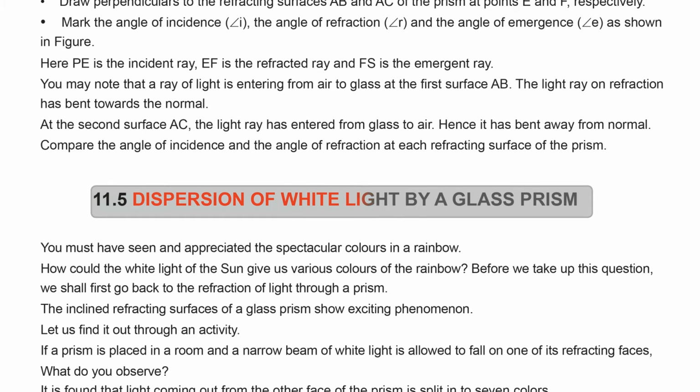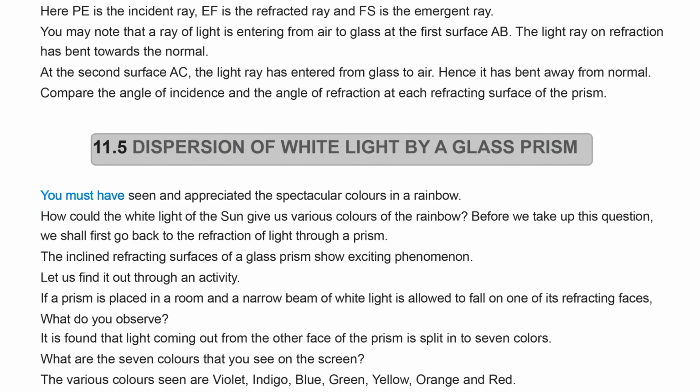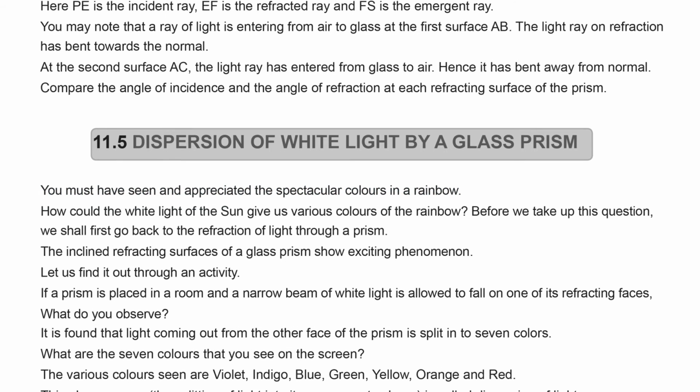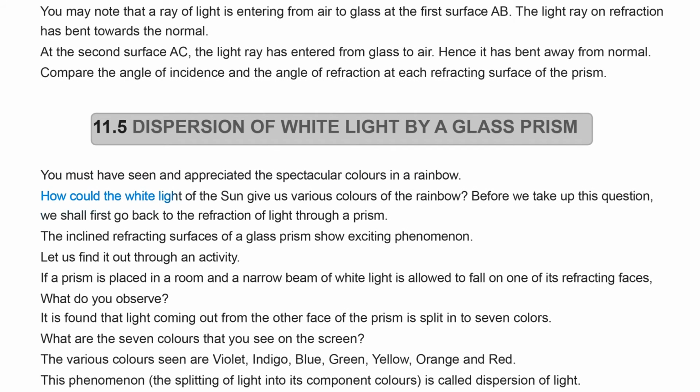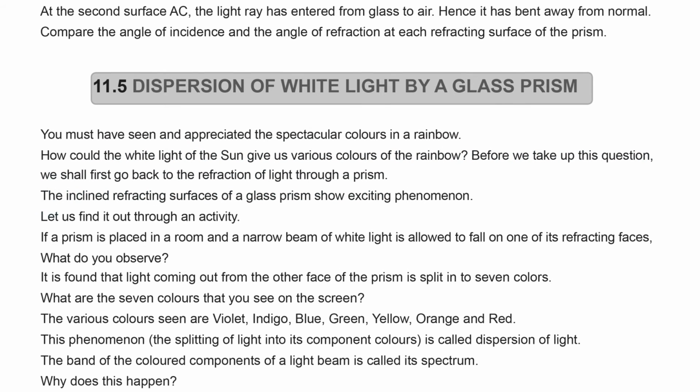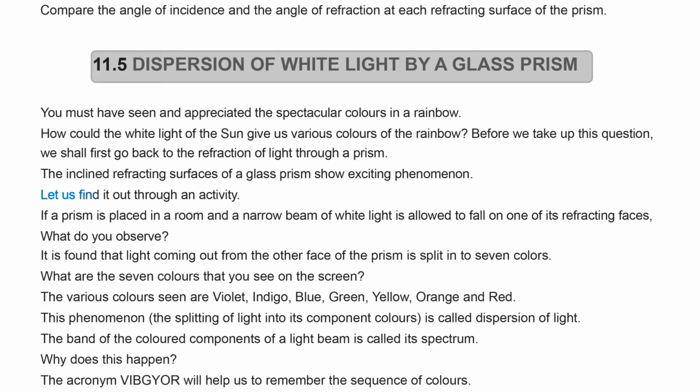Dispersion of white light by a glass prism. You must have seen and appreciated the spectacular colors in a rainbow. How could the white light of the sun give us various colors of the rainbow? Before we take up this question, we shall first go back to the refraction of light through a prism. The inclined refraction surfaces of a glass prism show exciting phenomenon. Let us find it out through an activity.